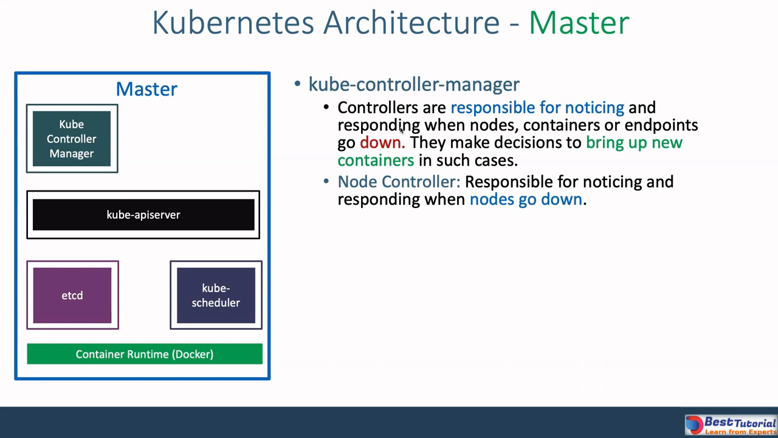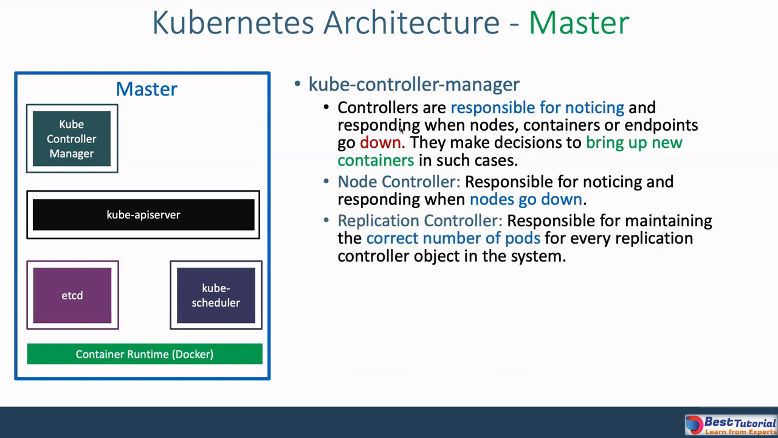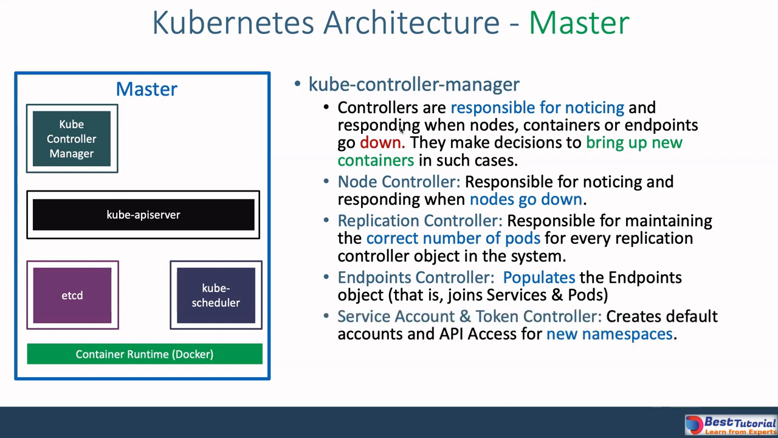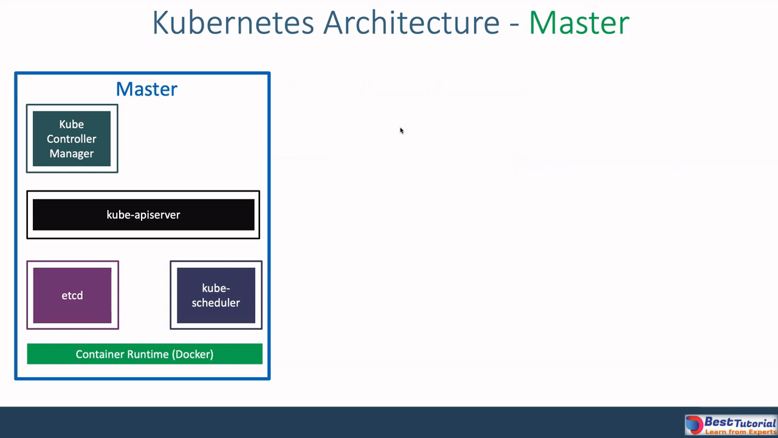We'll have a node controller, which is responsible for noticing and responding when nodes go down. We'll have a replication controller, responsible for maintaining the correct number of pods for every replication controller object in the system. The endpoints controller populates the endpoints object, that is, it joins services and pods. And one more, we'll have the service account and token controller, which creates default accounts and API access for new namespaces created in Kubernetes.